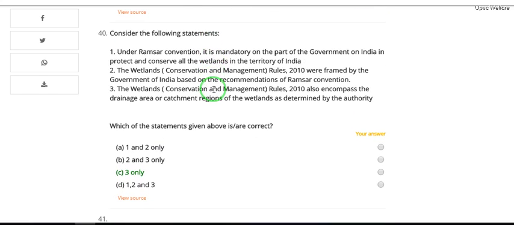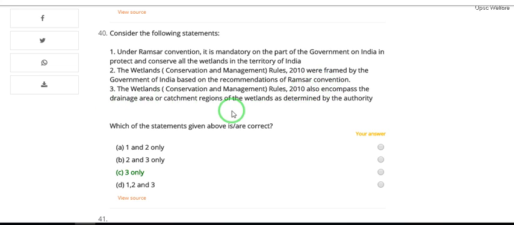Now which one of the following statements is correct? First is that the Ramsar Convention is mandatory on the part of the government of India to protect and conserve all the wetlands in the territory of India. So it's going to be wrong. Why is it so? Because all the wetlands is given here as mandatory, but under the Ramsar Convention it is not mandatory, so it's going to be wrong. Second, the Wetlands Conservation and Management Rules 2010 were framed by the government of India based on the recommendation of the Ramsar Convention. So it's also going to be wrong.